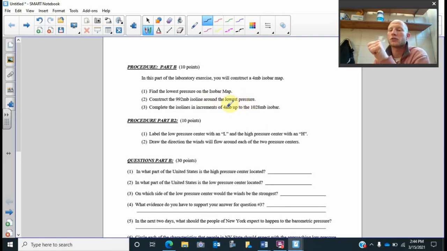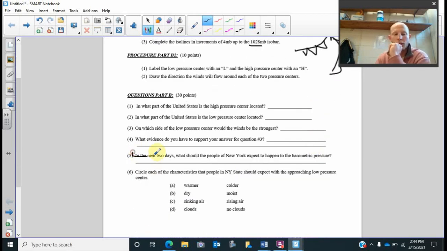So you're going to start at 992, go to 996. From 996, go to 1000, 1004, 1008, 1012, so on and so forth until you get to 1028. Okay, label the low pressure center with an L, just like we did in the practices, and the high pressure centers with an H. We already did that. Draw the direction the winds will flow around each of the two pressure centers. So we already saw what I did with the red humps with the warm front and then the cold front with the triangles. We talked about that for a little bit. You guys do not have to do 5. But you do have to do 1, 2, 3, 4, 5.